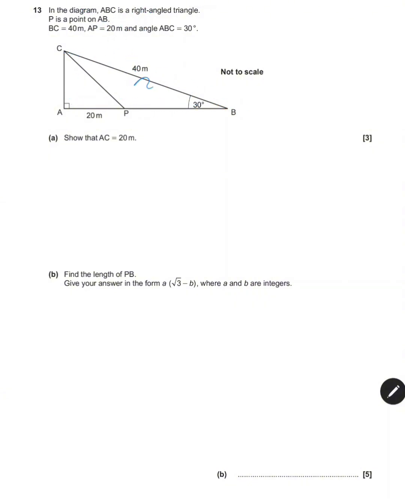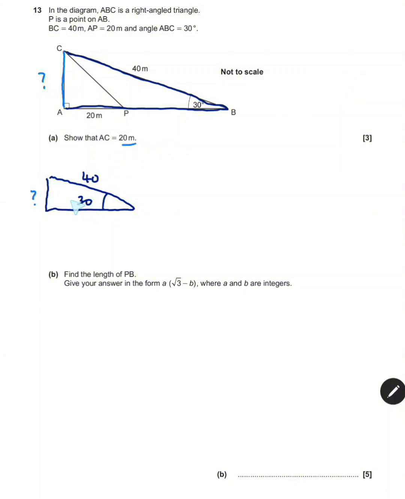Question 13, we've got two triangles, one inside the other. All this information is just explaining the diagram, so work off the diagram more than anything. It says show that AC, this measurement, is 20 meters. So that's what I need to find. I think if I look at this diagram, I've got a right angled triangle with an angle and a side. So let's have a look at that triangle. I know that this length is 40. I know that this angle is 30. And I'm trying to work out AC, or show that AC is 20.